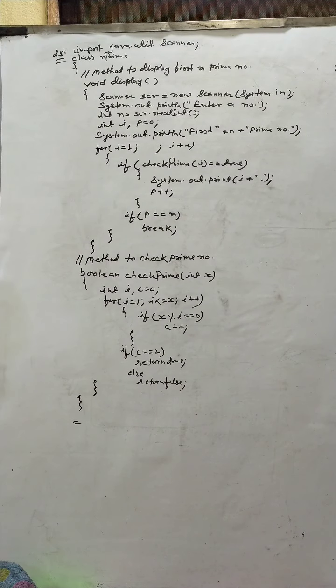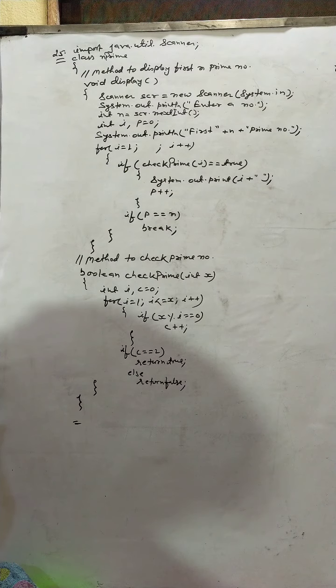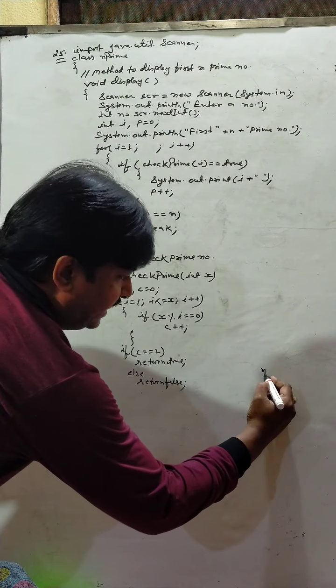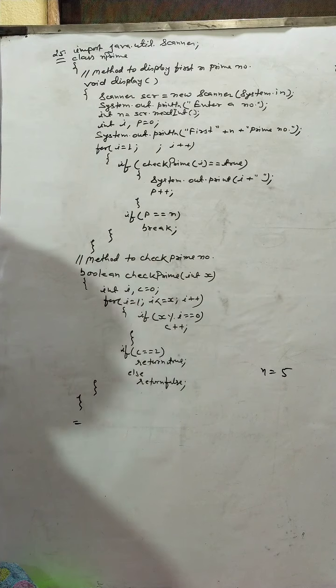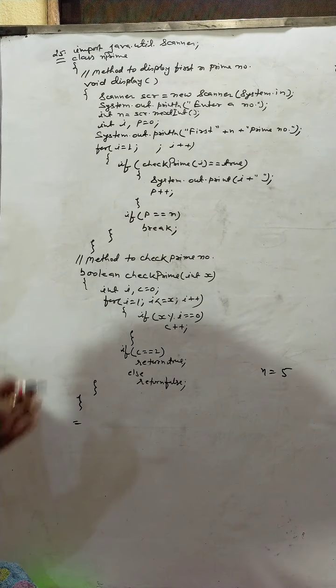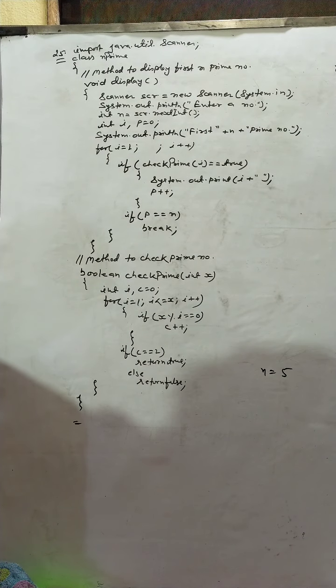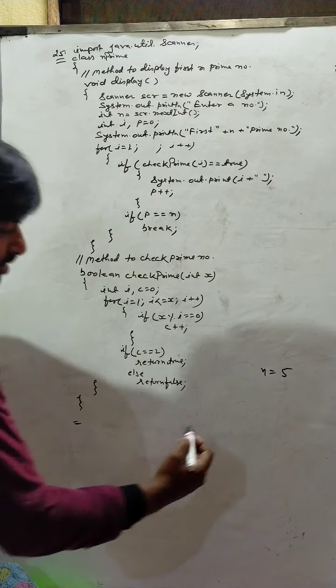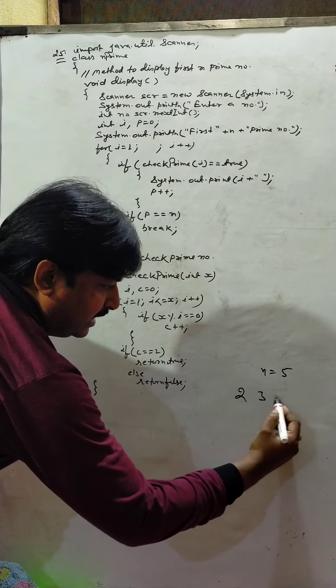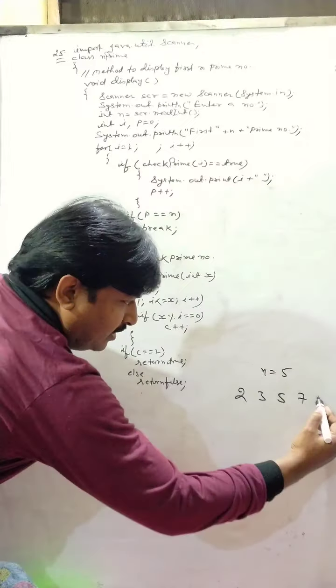Hello student. Now I am explaining question number 25, that is, write a program to display first n prime numbers. Display first n prime numbers means, suppose we have entered n equal to 5, it means display first 5 prime numbers. First 5 prime numbers are 2, 3, 5, 7 and 11.